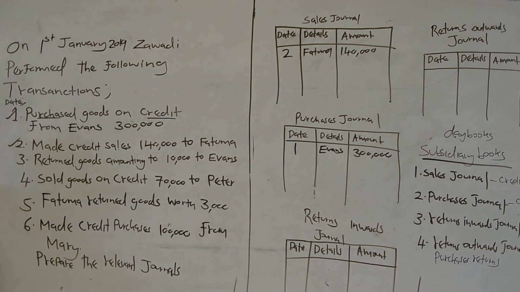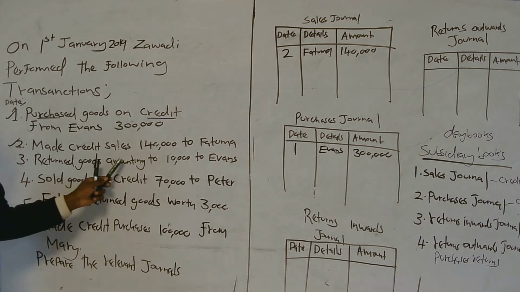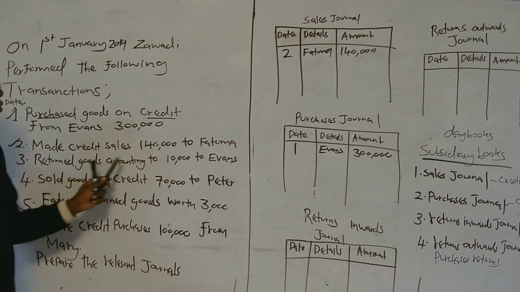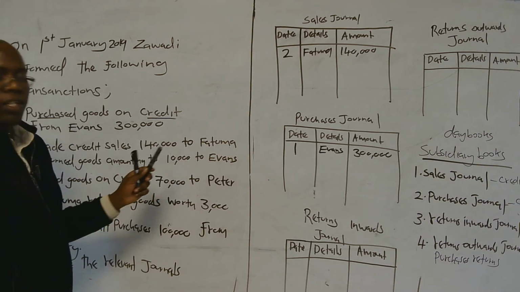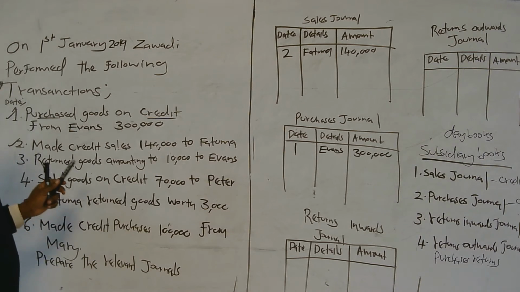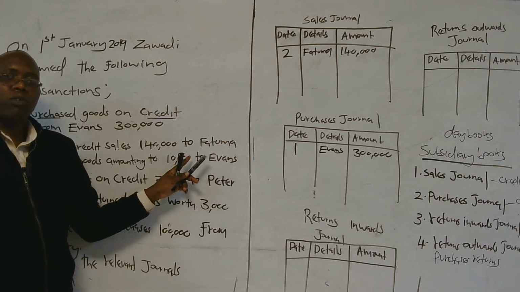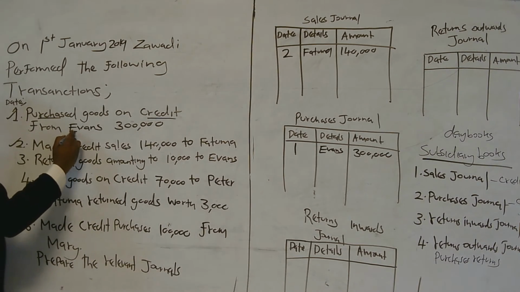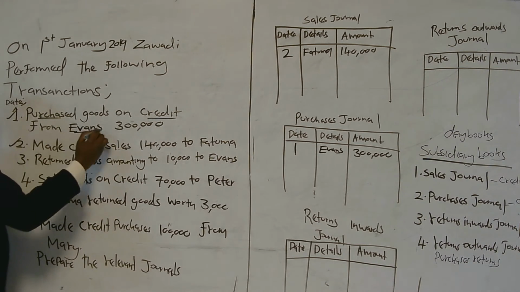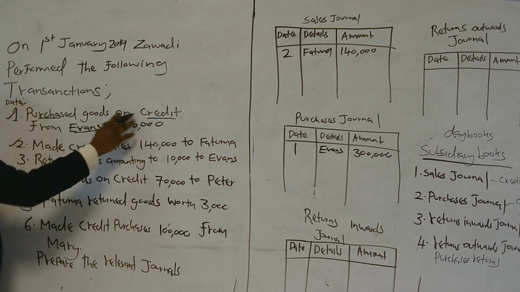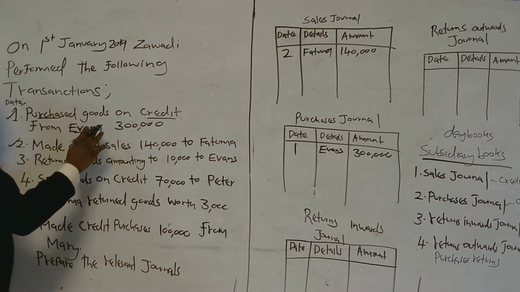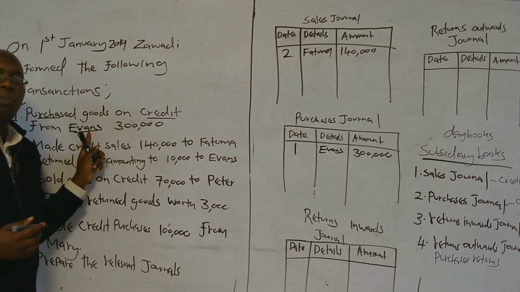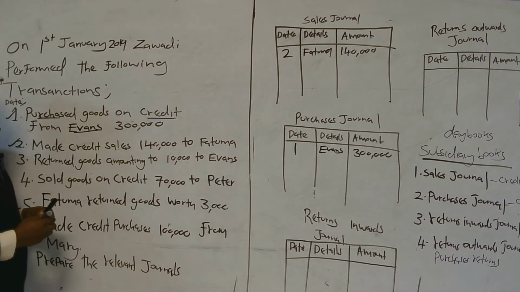Date 3, we are being told returned goods amounting to 10,000 to Evans. So we returned goods amounting to 10,000 to Evans. This is where most of the students usually confuse. The first thing that you are going to ask yourself, who was Evans? So you go back here to the first date. This is where you can see Evans was mentioned, which was purchased goods on credit from Evans. So it means that whenever you purchase from that individual, Evans must be a supplier. So Evans is actually our supplier.